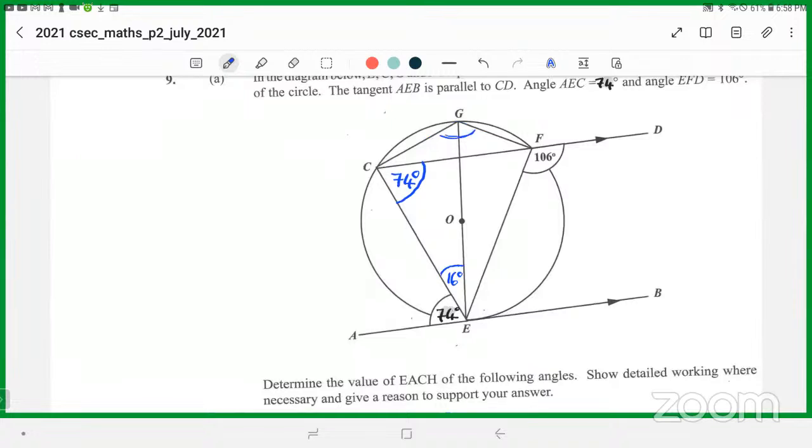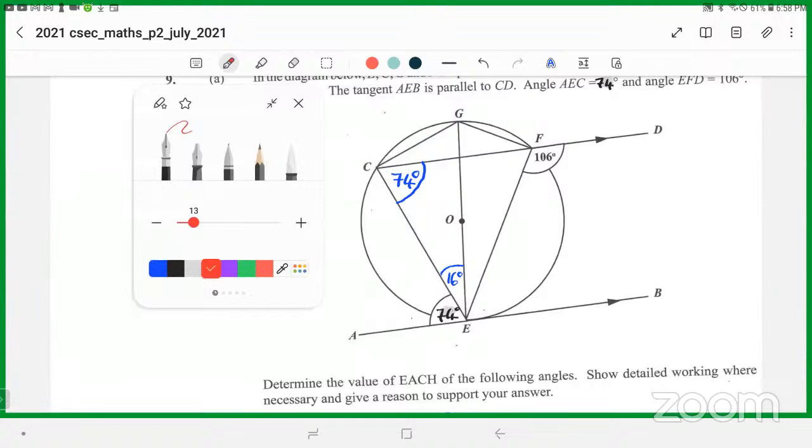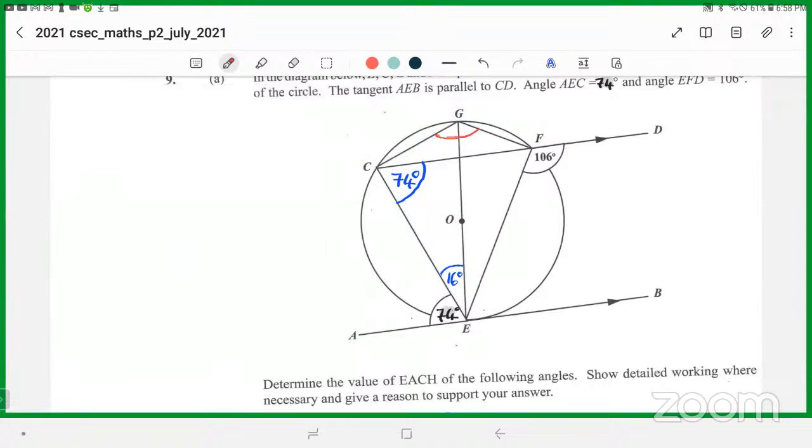All right, so how can we find that angle now? Well, that angle, let me put it in red. This angle up here is supplementary with this angle because this is a cyclic quadrilateral. So if we can find this angle down here, we can do 180 minus it and get that one. So the question is, what is this angle down here equal to?